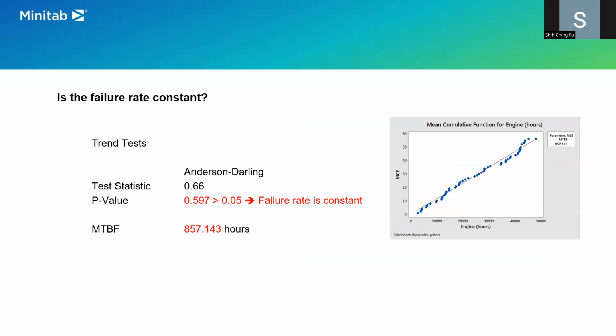Then in Minitab, we can run a test, we call it a trend test, to see whether the failure rate is increasing, decreasing or constant. The p-value gives us 0.597, which is greater than 0.05. We say the failure rate is constant. If the failure rate is constant, we can calculate the mean time between failures, which means the engine is going to have an unscheduled failure on average every 857 hours. That could be the expected failure. So that's very useful for the maintenance team, for how to schedule the maintenance.